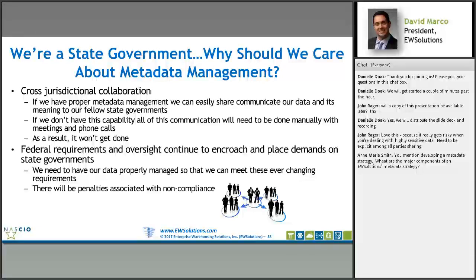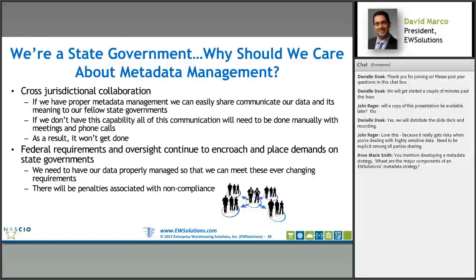Federal requirements and oversight continue to encroach and place demands on us. We need to manage our data properly because the requirements we're getting from the federal level, let's be honest about it, they're constantly changing. Sometimes they're a little bit obfuscated. It's sometimes hard to meet a requirement that is vague. But unfortunately, that's our job. And there are penalties many times associated with noncompliance. So that is something that we need to be able to manage actively, or we're going to have some big problems.